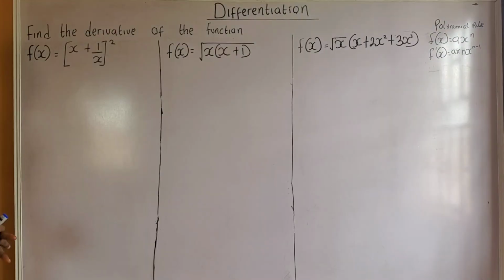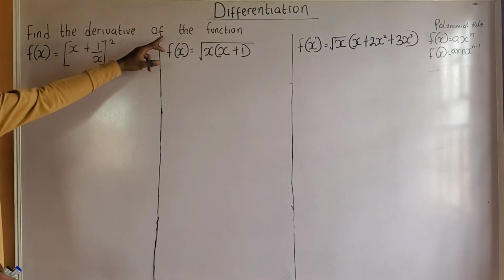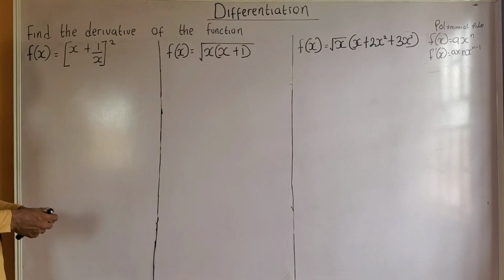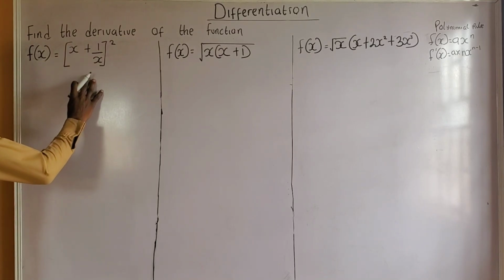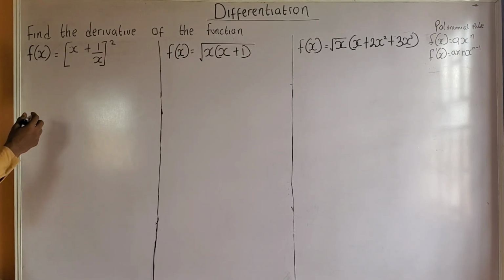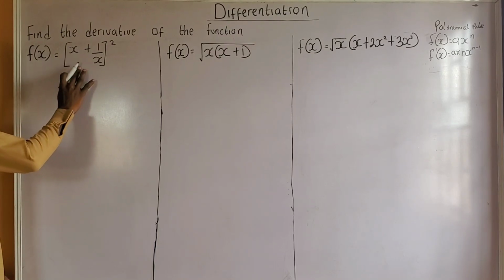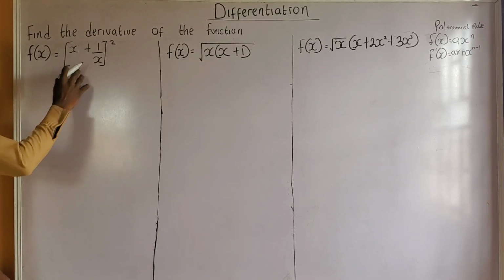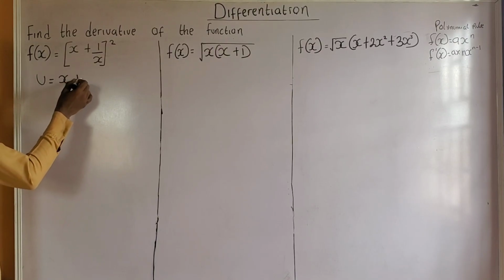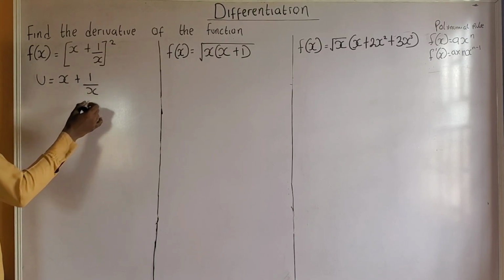So we are asked to find the derivative of the function f of x equals x plus 1 over x to the power of 2. Okay, in solving this question, the best method to use is the chain rule of differential calculus. You understand? So in the chain rule, the first step is that you have to set u equal to the function inside the bracket. Are you getting it? So I'm going to have u equals x plus 1 over x, right? You see?